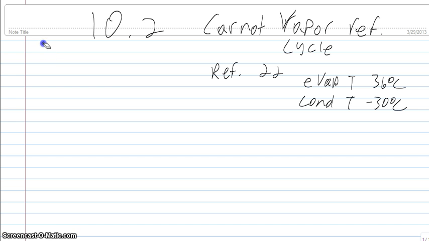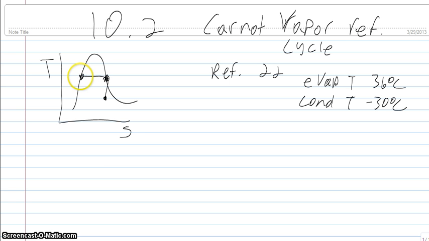Starting off, just knowing what a Carnot vapor refrigeration cycle is. On a TS diagram, it's like a rectangle or a square. The first process, second process, third process, fourth process. And you can think of this as the evaporator, and this is the condenser.